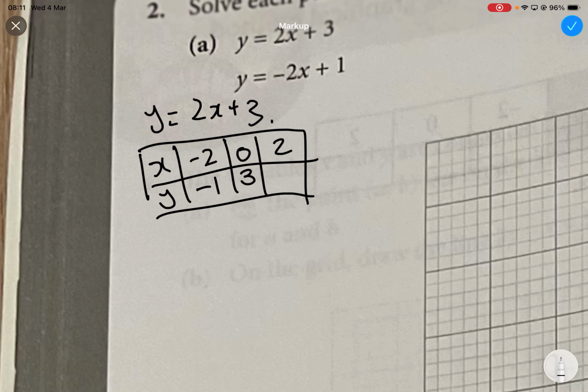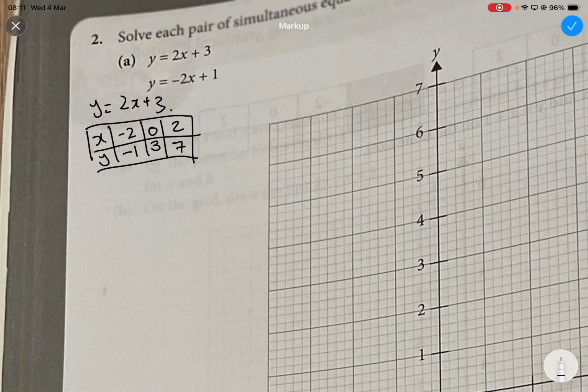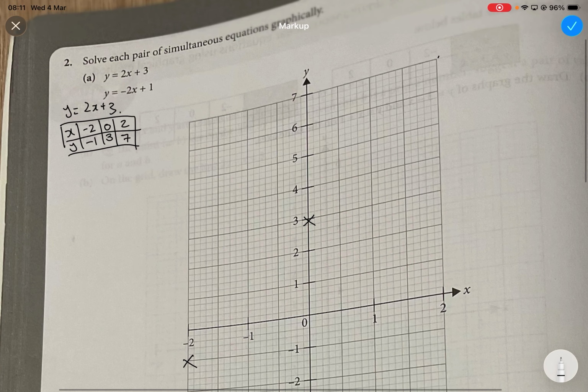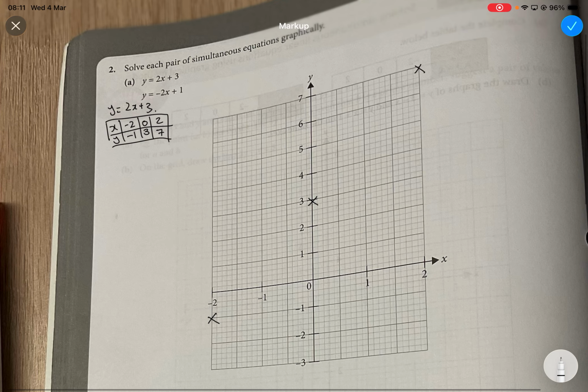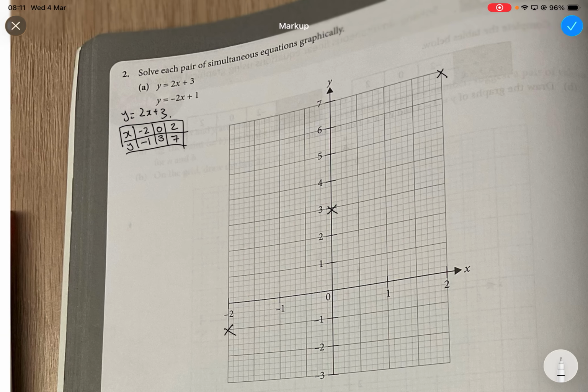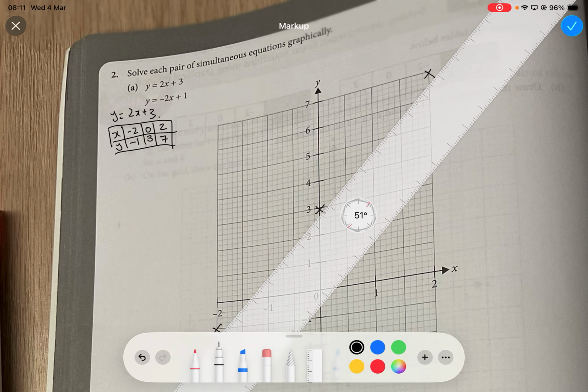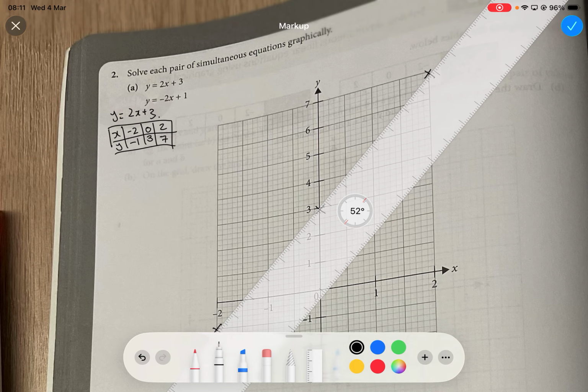Okay? Like that, I have my 3 points. Negative 2, negative 1. 0, 3. 2, 7. With these 3 points, I can draw a line. Okay? Then join them together.